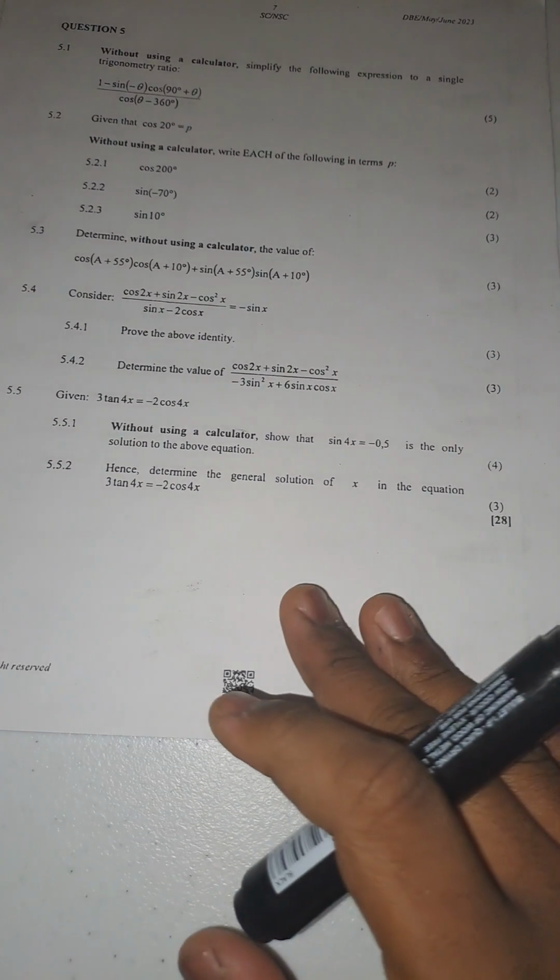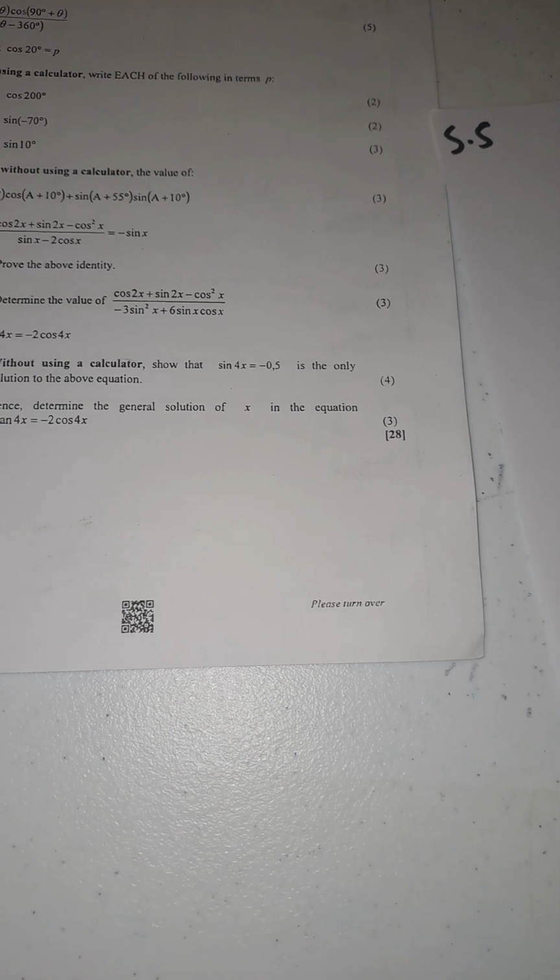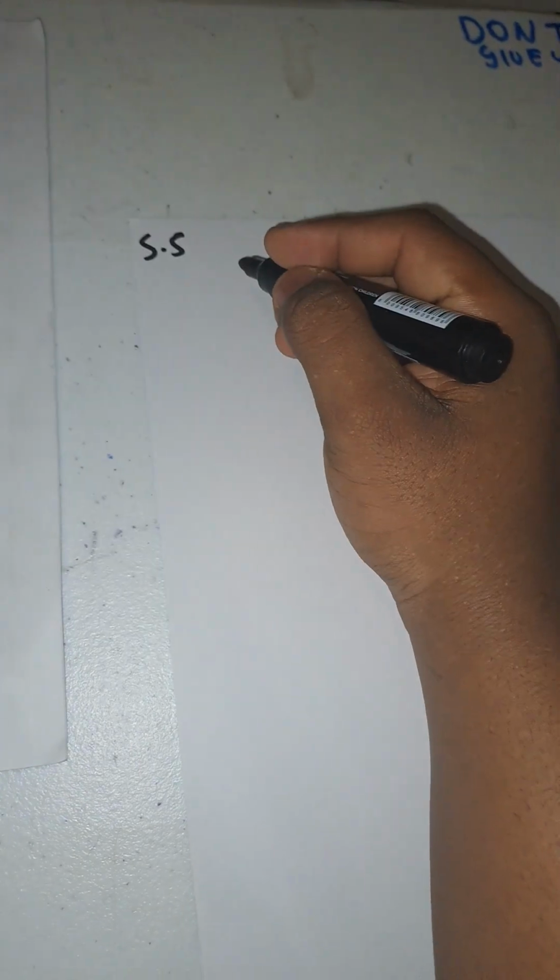They are basically saying that given that 3 tan 4x is equal to minus 2 cos 4x, without using a calculator, show that sine 4x is equal to minus 0.5, which is the same as minus half, the only solution. So don't worry guys, we got this.